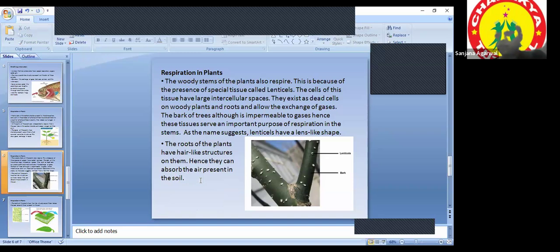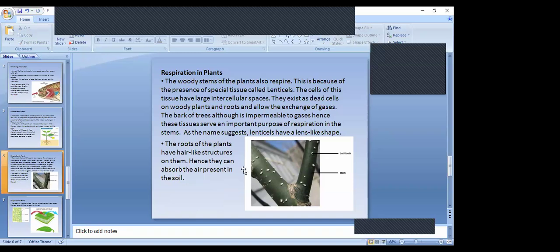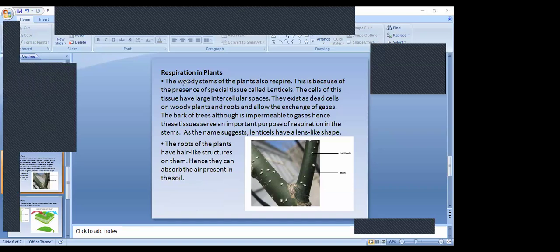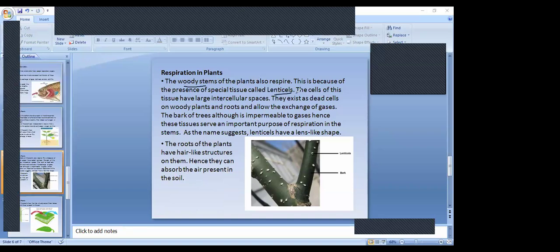Ritesh, please read out. The woody stems of the plants also respire. This is because of the presence of special tissue called lenticels. The cells of this tissue have large intercellular spaces. They exist as dead cells on woody plants and roots and allow the exchange of gases. The bark of trees is impermeable to gases, hence these tissues serve an important purpose of respiration in the stems. As the name suggests, lenticels have a lens-like shape. The roots of the plants have hair-like structures on them. Hence, they can absorb the air present in the soil.